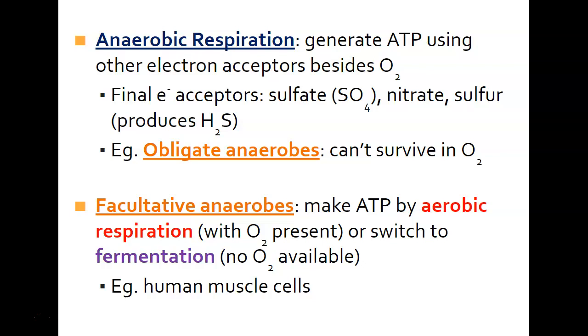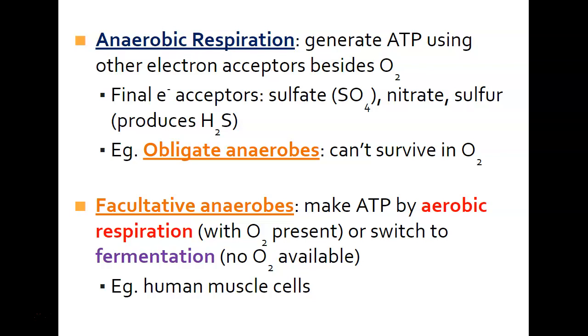And as we'll see, it generates ATP, but not nearly as much as it could have otherwise. There are organisms called obligate anaerobes, which literally cannot survive. They are obligated to be anaerobic. They cannot survive in a world that has oxygen. And there are also something called facultative anaerobes. These are the kind of equal opportunity guys.